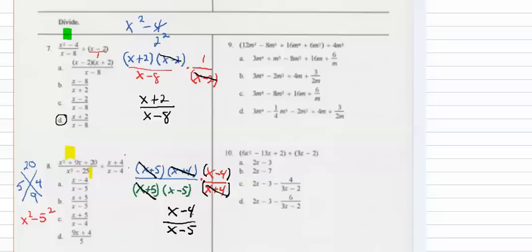Okay, and I look at my answer choices and it looks like number 8 is going to be letter A, because there's my answer right there. Alright, number 9.